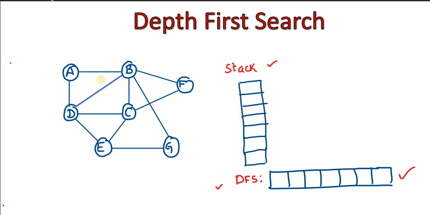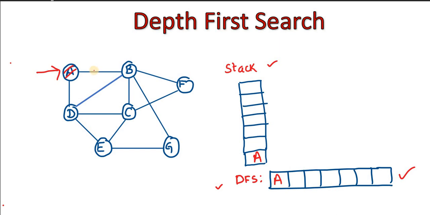Now let's start. From all these vertices, we have to choose one vertex as a starting vertex. You can choose any vertex. I am starting from A, mark it as visited by drawing some crossed lines like this, and immediately add that vertex to the stack and also add it to the DFS.